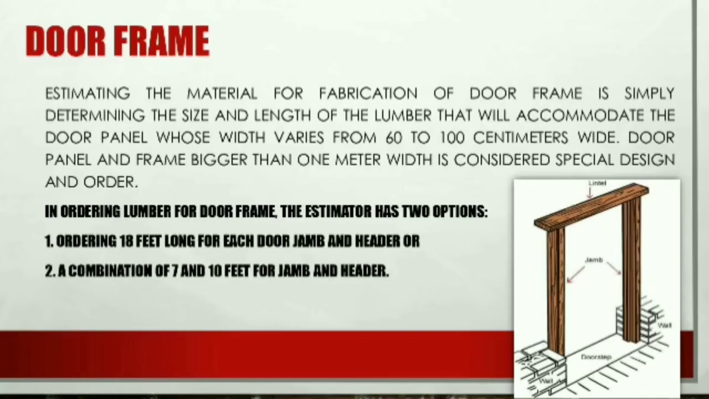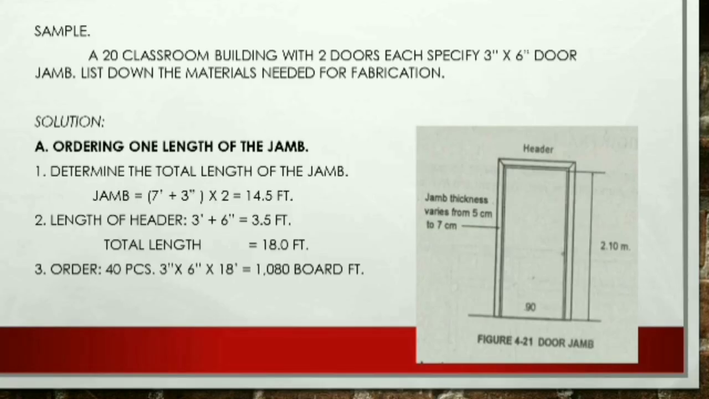Now let's go to the door frame. Estimating the material for fabrication of door frame is simply determining the size and length of lumber that will accommodate the door panel, whose width varies from 60 to 100 centimeters wide. So here is a sample problem. A 20 classroom building with 2 doors, each specifying 3 by 6 door jamb. List down the materials needed for fabrication.